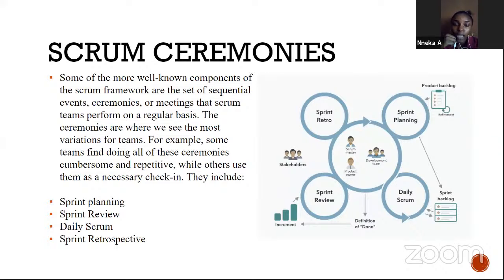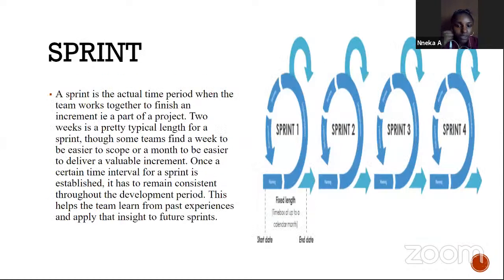So Scrum allows that. Some of the Scrum ceremonies I'm going to be talking about are sprint planning, sprint review, daily Scrum, and sprint retrospective. And these are some of the activities that we implement in Bincom, but we might not really know them by these terms. So, for example, a sprint is the actual time period when the team works together to finish a part of a project.